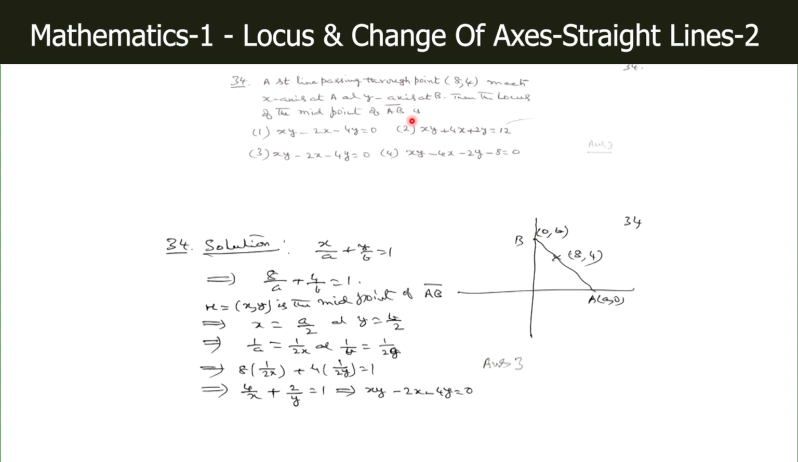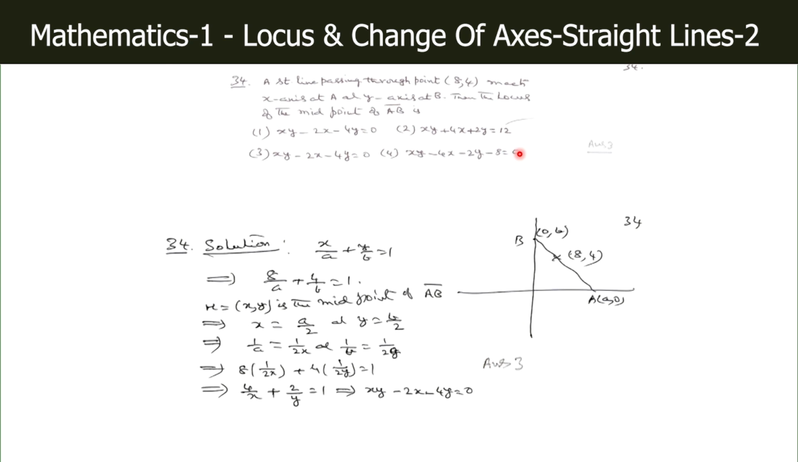A straight line passing through the point (8, 4) meets the x-axis at A and the y-axis at B. Then the locus of the midpoint of the segment AB is: xy minus 2x minus 4y equal to 0; xy plus 4x plus 2y is equal to 12; xy minus 2x minus 4y equal to 0; xy minus 4x minus 2y minus 8 equal to 0.